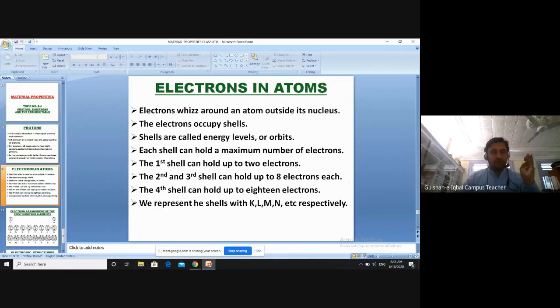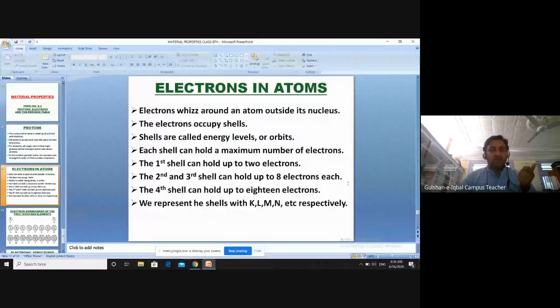For example, the first shell can hold a maximum of 2 electrons, not more than that. If an atom has more than 2 electrons, you will have to go to the second shell. The second and third shells can each hold up to 8 electrons maximum.